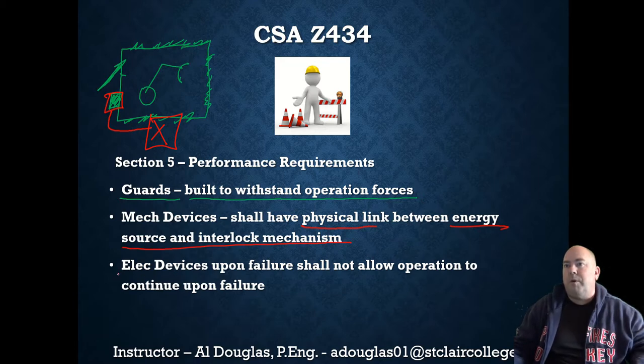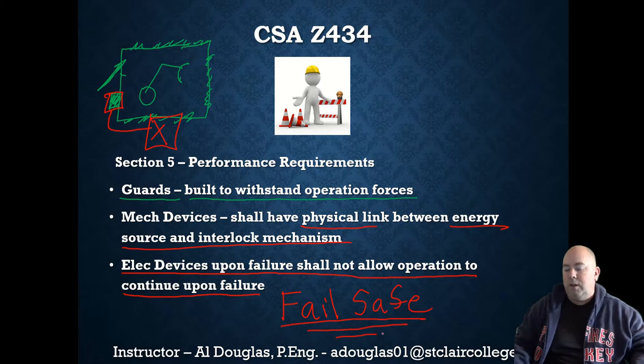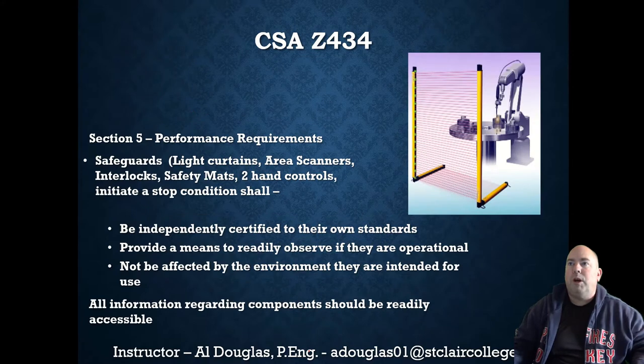And electrical devices upon failure shall not allow operation to continue. Now we have a word for that we have learned. We call this fail safe. Alright? Upon failure shall not allow operation to continue. Fail safe. So all of our devices we use must be fail safe. If they fail, they're going to shut things down. More performance requirements. Light curtains, area scanners, interlocks, safety mats, two-hand controls shall all be independently certified by their own standards.